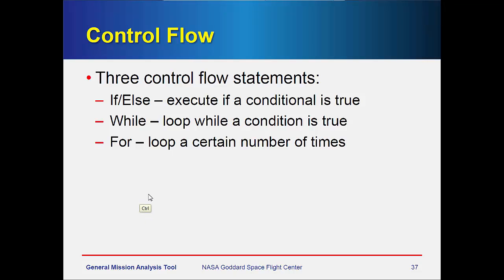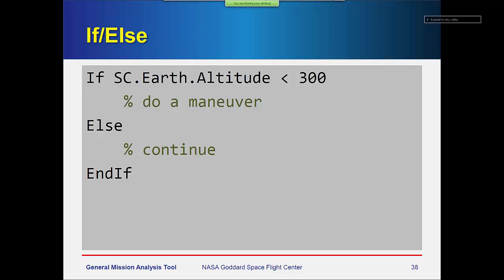Okay, moving on. So I mentioned control flow statements. There's if else, while, for. That's conditional. These are just typical definitions. For is a certain number of times. While is till a condition is true.